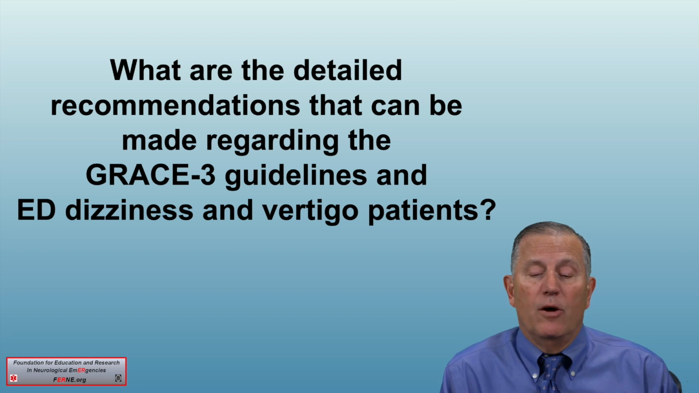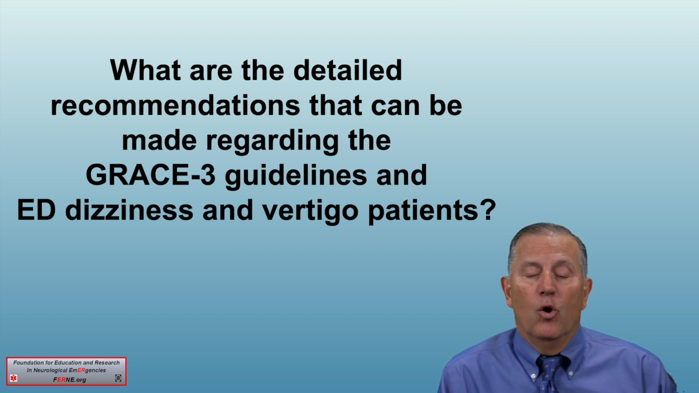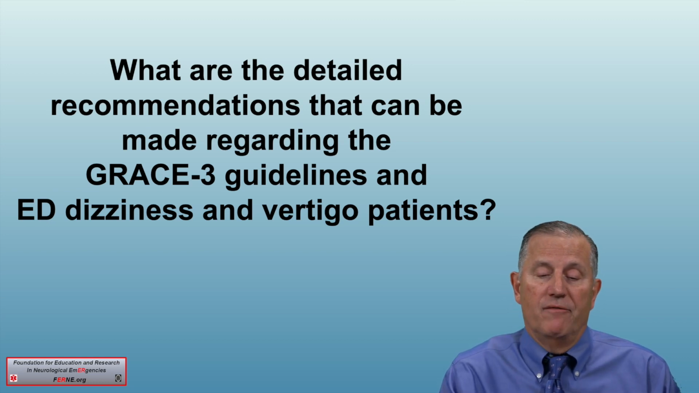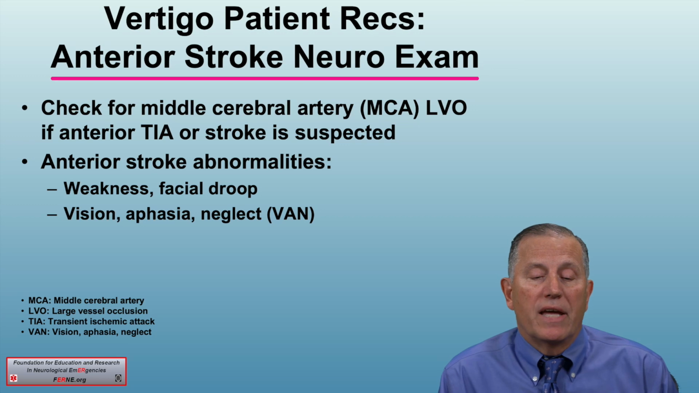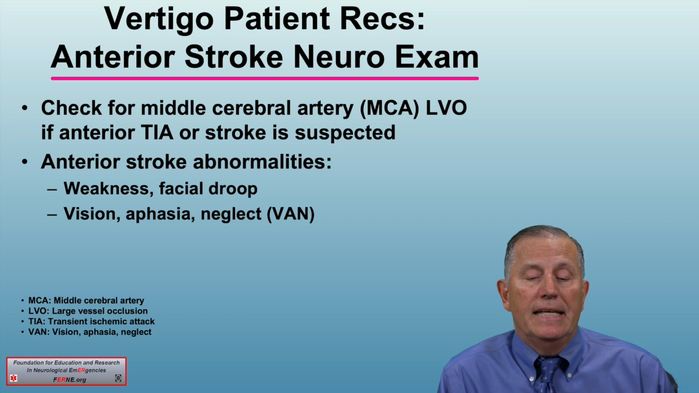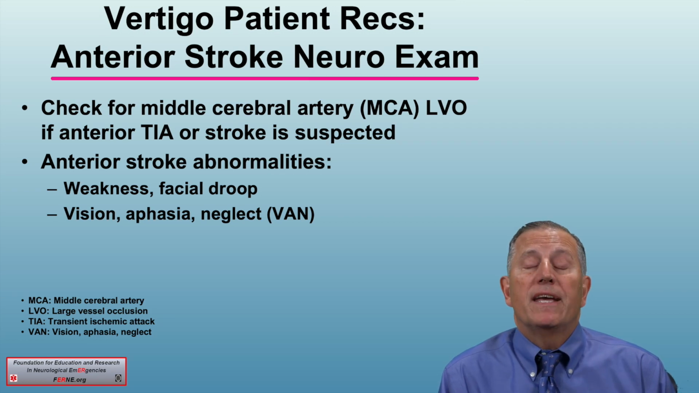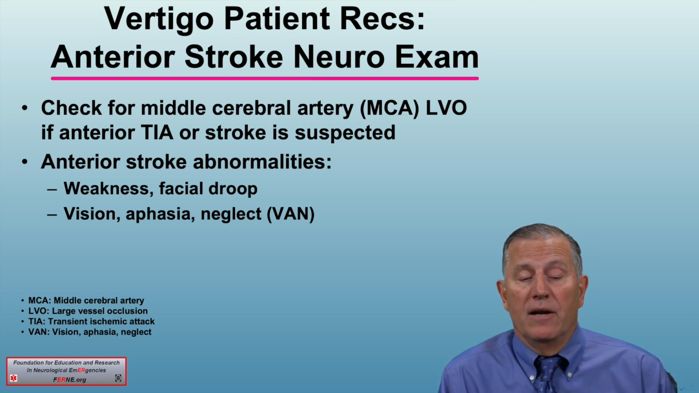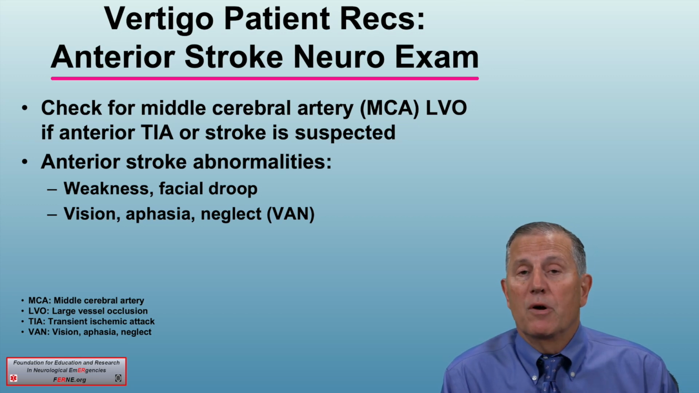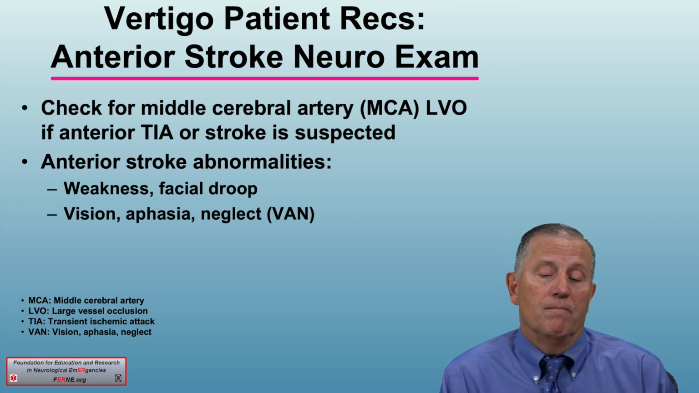What are more of the detailed recommendations that can be made regarding the GRACE 3 guidelines and the ED diagnosis and treatment of dizziness and vertigo patients? So again, we know to check for middle cerebral artery large vessel occlusion in TIA and stroke patients related to a possible anterior circulation problem. In other words, with weakness or facial droop, altered mental status, or abnormalities in vision, aphasia, or neglect, the VAN exam, look for a middle cerebral artery large vessel occlusion.